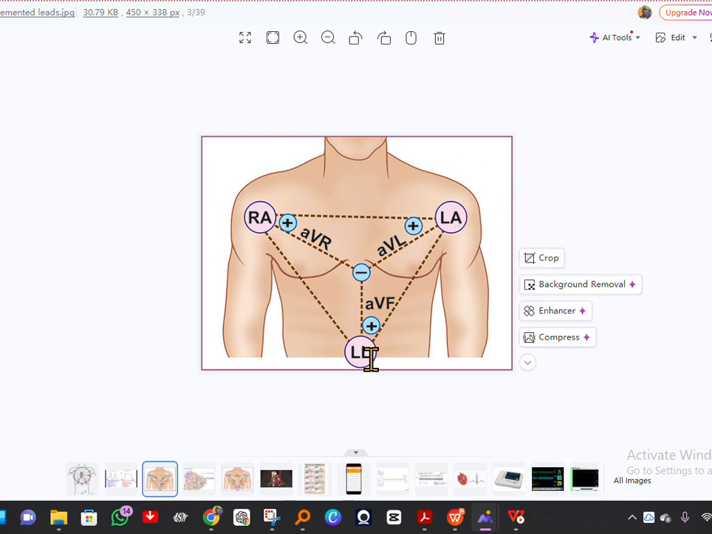Then we combine these two to get AVF, the same thing. We leave the limb on the left leg. Then we get these two, we combine their wires. We combine their cords and put them on the negative terminal. That's how we come up with these augmented leads.